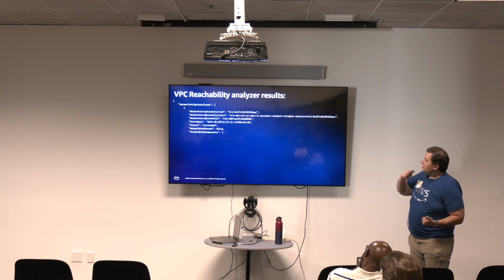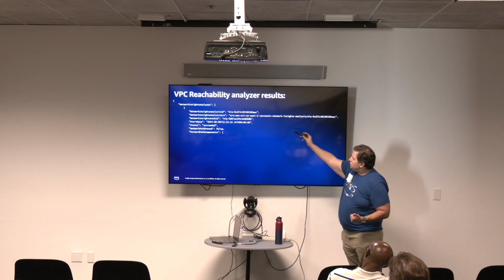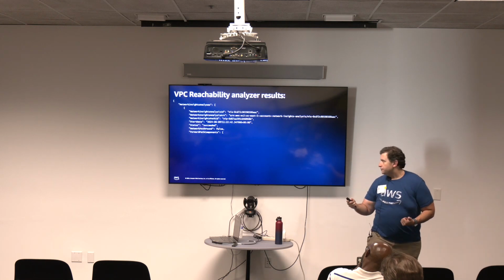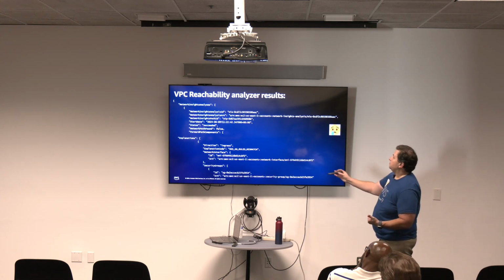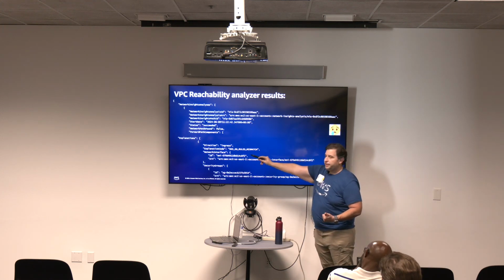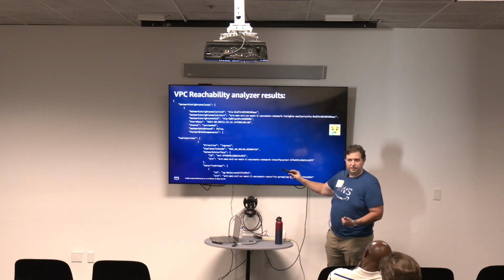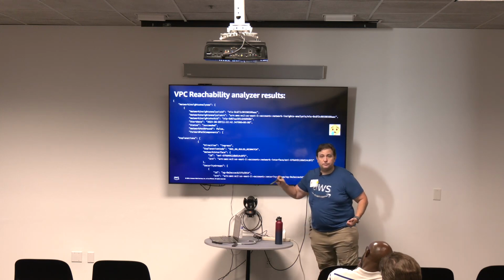So here is what I've got here. When I did the analysis, it tells me my source, my destination, network path found, false. So this didn't work. It's going to tell me, okay, well, explanations. Why didn't it work? Direction ingress, ENI, SG rules mismatch. So I have a security group that is missing the right connectivity from my source to my destination. It tells me the exact security group that's the problem.